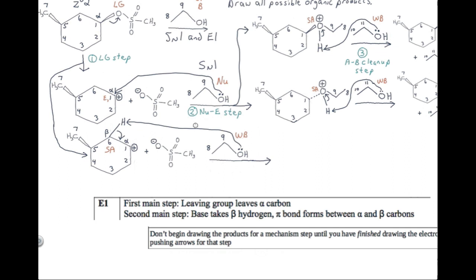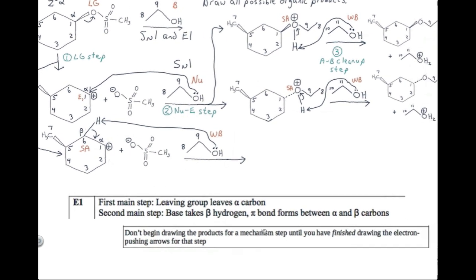Here are the electron-pushing arrows to show the base taking the beta hydrogen and the pi bond forming between alpha and beta carbons. Notice that, as usual, we had to draw in the hidden hydrogen on this beta carbon to show the mechanism accurately. And notice that only now will we draw the products of this step. Don't begin drawing the products of the step until you have finished drawing both electron-pushing arrows for that step, because these arrows are the tool we're going to use to get the right products from this step.